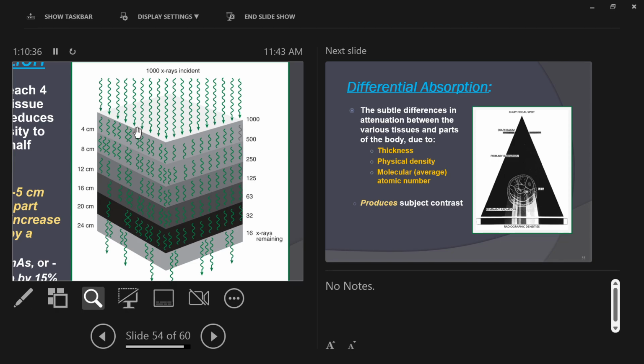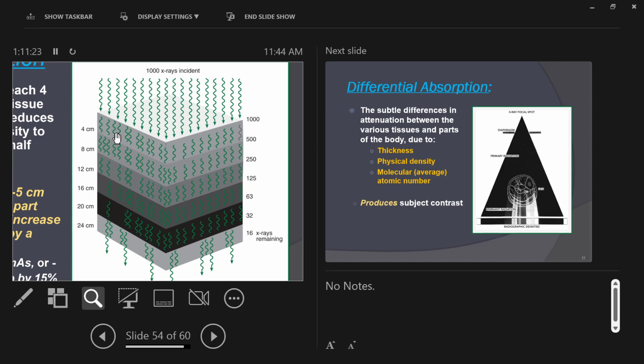Pass them through 4 centimeters of tissue, and exiting out the other side of that 4 centimeters of tissue, there's going to be about 500 photons. That means for every 4 centimeters of tissue, about half of the photons are absorbed. So 0 to 4 centimeters, you exit the 4 centimeter mark with 500 photons. Now 500 photons go through the next 4 centimeters of tissue, and what exits are half of the original amount. Now go through another 4 centimeters of tissue, and what exits are half of that amount. Each 4 centimeter of tissue cuts the intensity of the beam in half.